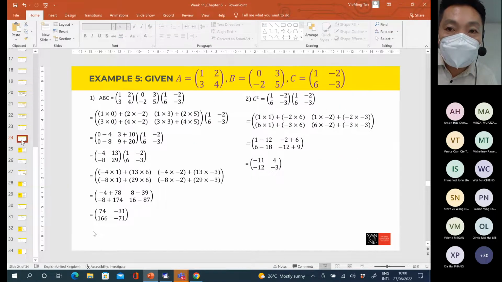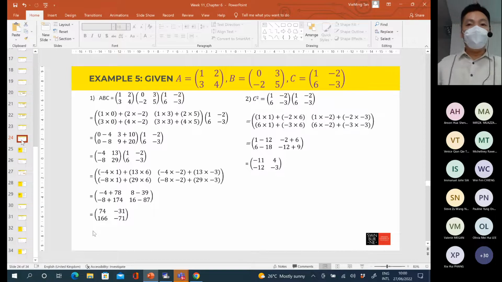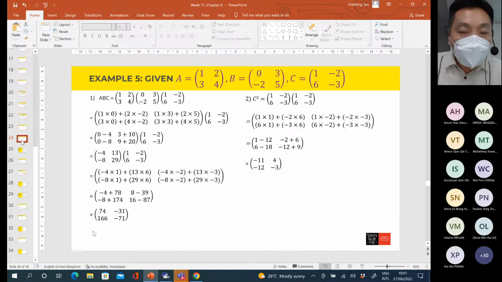Oh, we have some more. Okay, example 5. Now we have 3 matrices, A, B, and C. For question number 1, we need to calculate the multiplication operation that involves 3 matrices. How to do so? If that's the case, we better just multiply the first 2 matrices. Multiply A with B first. Then C we will just copy down.